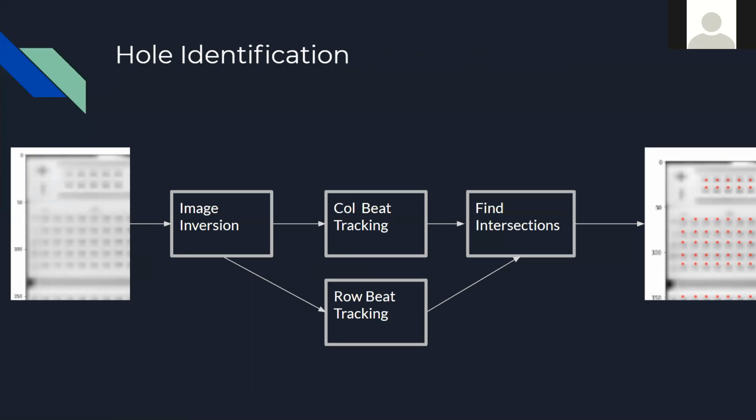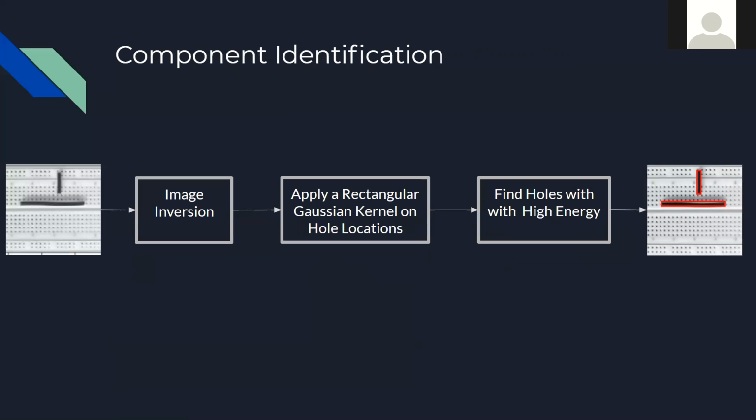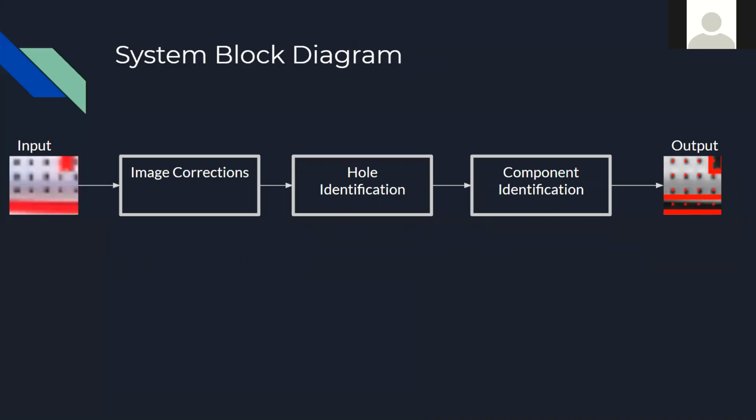Now, we'll move into component identification. Because we have predicted hole locations and the only components we are working with are straight red wires, we can simply invert the color of the grayscale image so that dark areas are high energy and probe each hole with a rectangular Gaussian kernel to determine the energy around the hole. Low energy holes are then filtered out and the holes that are left are predicted to have components. With this, we have completed our system diagram and we'll move into our system characterization.